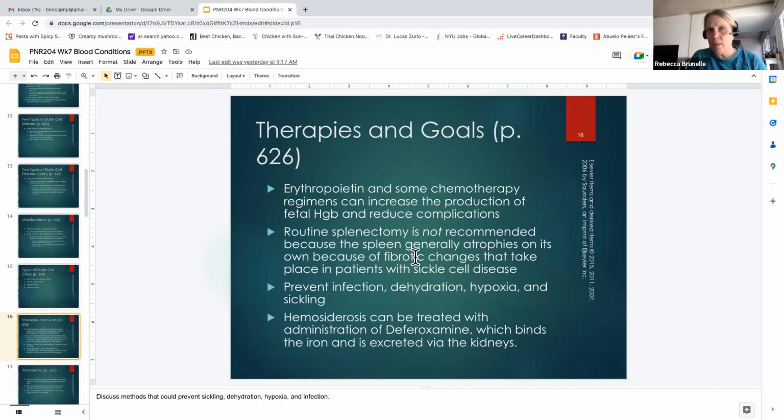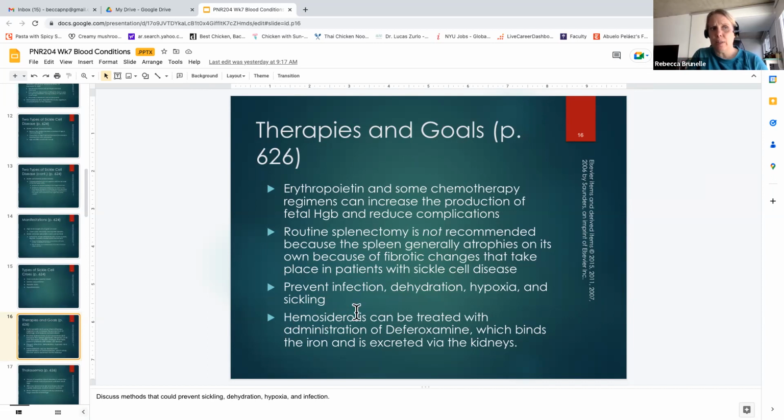They occasionally need a splenectomy, but it's not standard of care. It just depends on if there's a lot of disease to the spleen. Usually though, if there's sequestration, it kind of atrophies and stops working, but they don't necessarily have to take it out. But because of the problems with their spleen, they are at higher risk for infections. You want to make sure that you're preventing infection, preventing dehydration, preventing hypoxia.